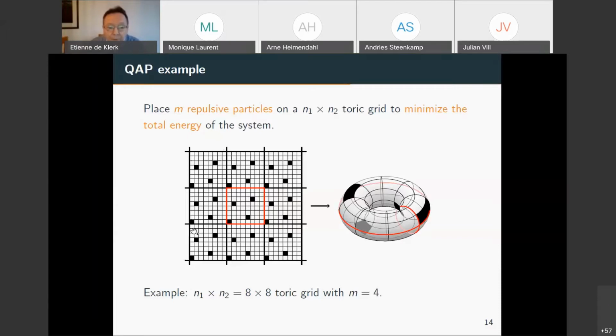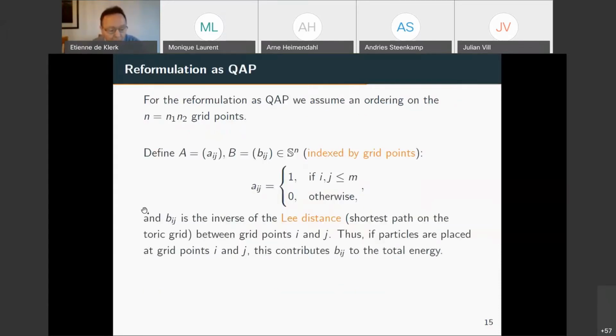So this is the example, and this is indeed a quadratic assignment problem. Not to give too much detail, basically we just have to define the two matrices of the quadratic assignment problem. The one matrix A is just a 0, 1 matrix with a block of ones in the upper left corner.